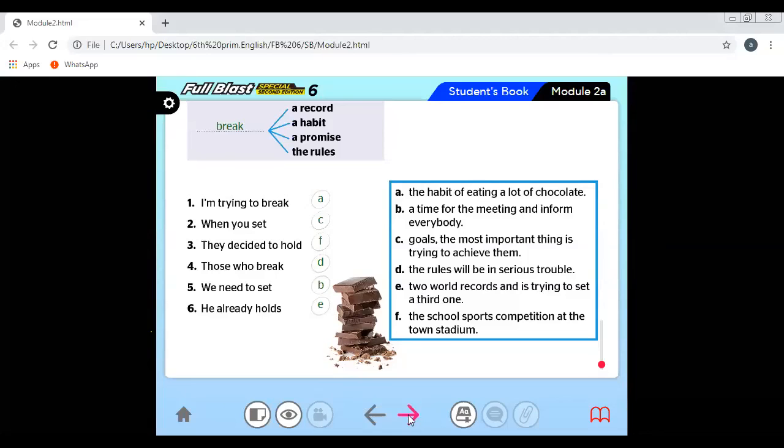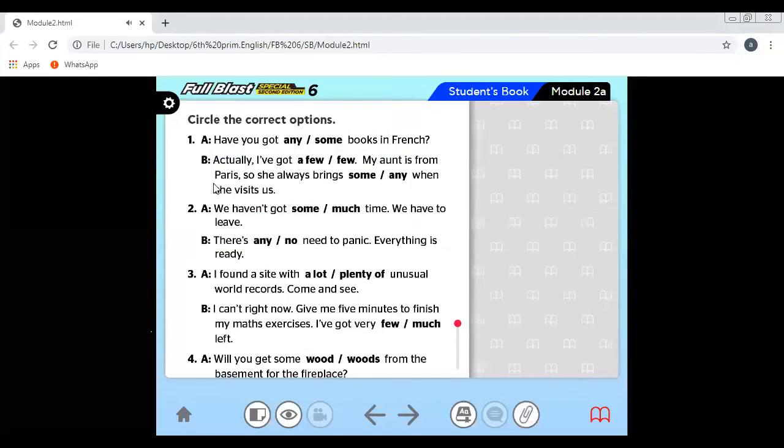No. Okay, for class 6F, we didn't answer this exercise yesterday, so we are going to answer it quickly with each other. Have you got books? 6D, we also didn't. Okay, we will answer it together. Have you got books in French? It's a question, so the right answer will be any.